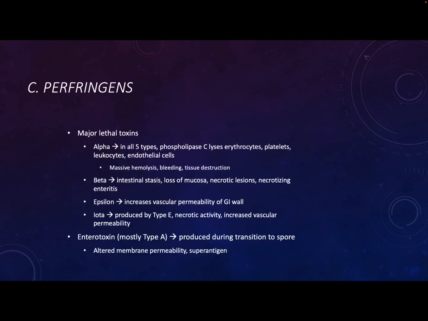It has a lot of different toxins. There are a number of different types or strains of Clostridium perfringens. All of the types have toxins that can cause hemolysis, bleeding, and tissue destruction. And I won't ask you to remember all of the different toxin types. I'm just showing them to you because they're what cause a lot of the disease manifestation.